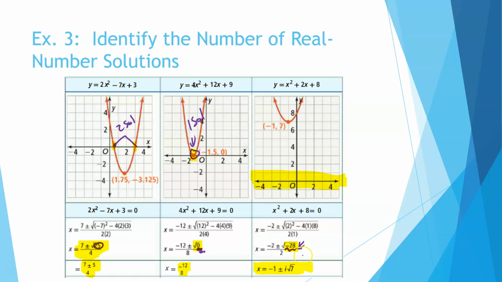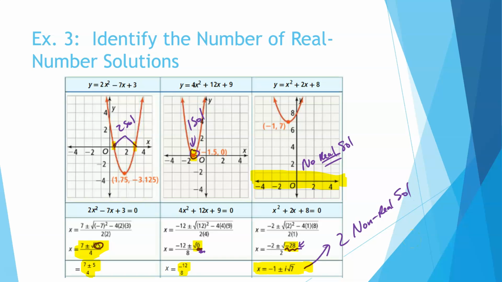So if it doesn't cross the x-axis or if I have the square root of a negative, that's when there's no real solutions. Having said that, that's the real world. We do have 2 non-real solutions, okay, so with the i's in it.